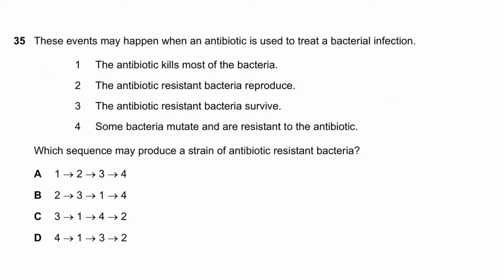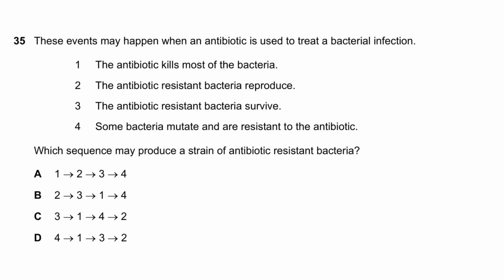Question 35 says, these events may happen when an antibiotic is used to treat a bacterial infection. Which sequence may produce a strain of antibiotic-resistant bacteria? So first, let's read out the steps. The antibiotic kills most of the bacteria. The antibiotic-resistant bacteria reproduce. The antibiotic-resistant bacteria survive. Some bacteria mutate and are resistant to the antibiotic.